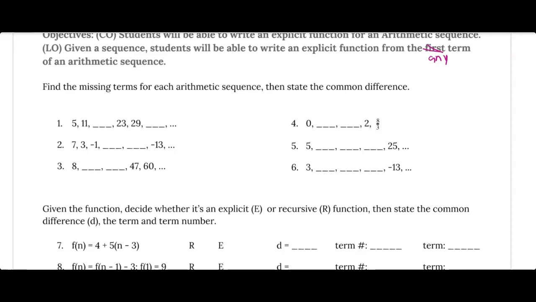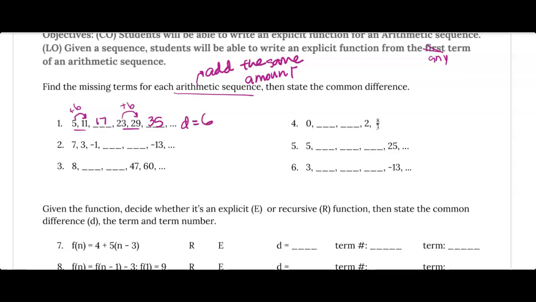Like we've said before, an arithmetic sequence is a sequence that adds the same amount. So if you're not adding the same amount, then it's not arithmetic. Even though we don't have these two terms in the middle, we do have two terms in a row. To get from 5 to 11, we would add 6, and from 23 to 29, we add 6. Since it's arithmetic and they told us that, we know that 11 plus 6 would give us 17, and 29 plus 6 would give us 35. Those are the missing terms because our d is equal to 6.